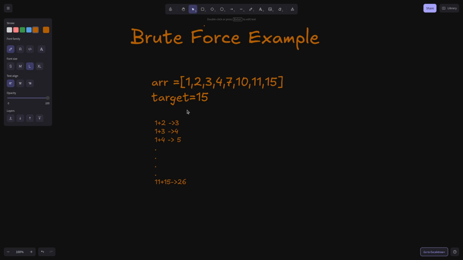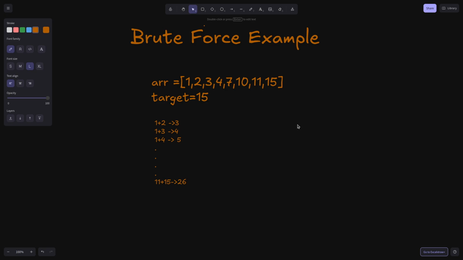If we follow this approach it will definitely work, but it will check every combination like 1 2, 1 4, 1 7, 1 10, 1 11, 1 15, 2 3, 2 4 and so on. So there will be around 21 pairs for these numbers. So this approach will definitely find a pair which sums to the target 15. But do you think this is an efficient way of finding it? The time complexity will be around O(n squared), because we are finding all the pairs. So there will be very high time complexity.